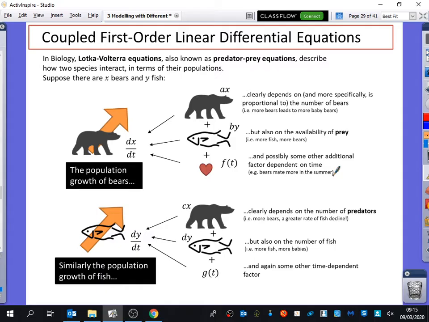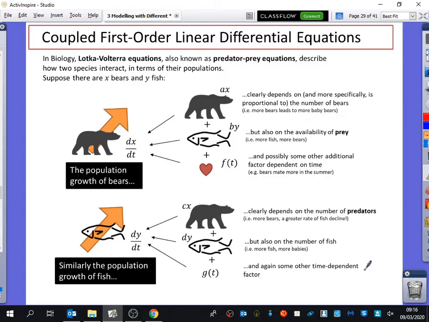You're then going to have the same thing to do with the population growth of the fish. It's going to be related to how many bears there are, because if there's more bears, there's going to be a greater fish decline. It's going to be related to how many other fish there are, because if there's more fish, then there can be more breeding that can happen. And again, there might be some other time-dependent factor.